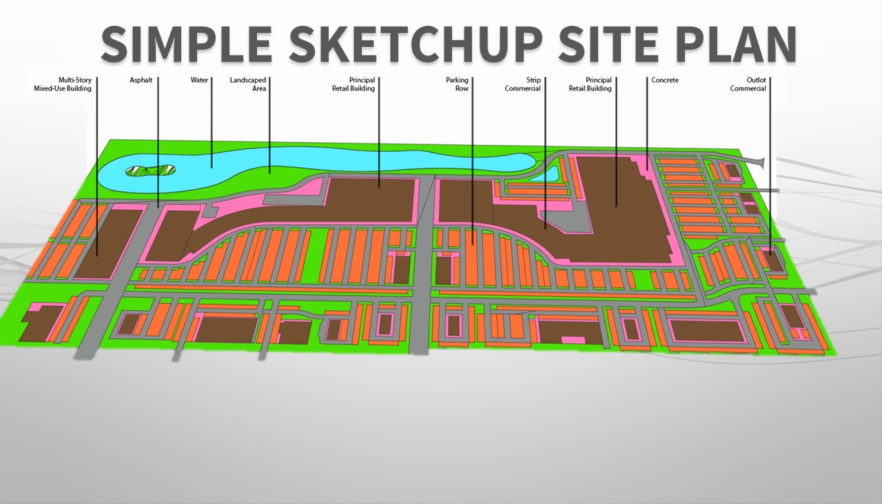So we have this site plan now, and it's designed for us to really drag and drop rules onto these different colors. The brown are our buildings, the gray is the asphalt, we have the water in the background, the green is the landscaped areas. The red are the parking rows. The rows are modules of parking. Concrete is that pink, and then we have outlot commercials.